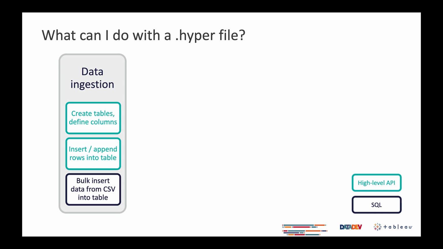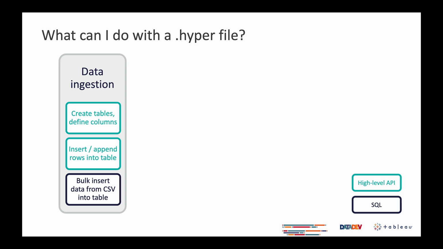In the bottom right, I'll just call it quickly, you can see what's available via the interface at the high level of the API, things that you don't need to write SQL for. And then in the darker blue, you can see what you would be writing SQL statements and commands and executing them on the Hyper file itself. So first up is data ingestion.